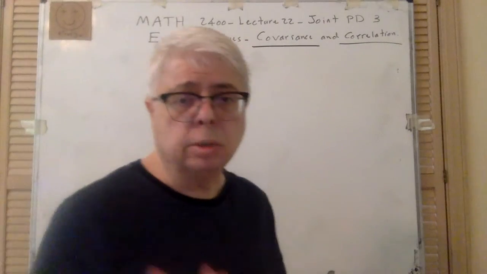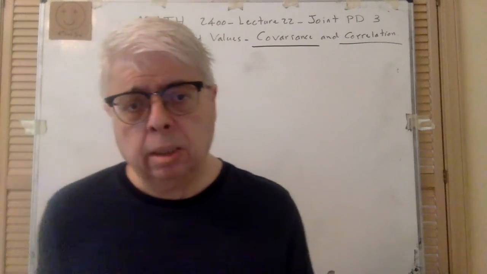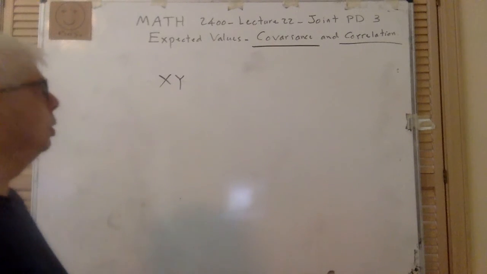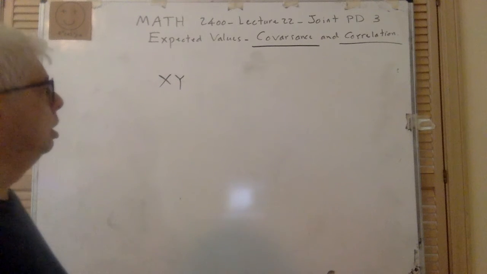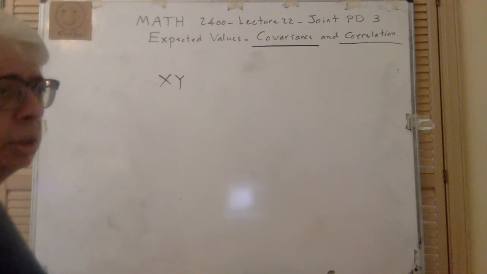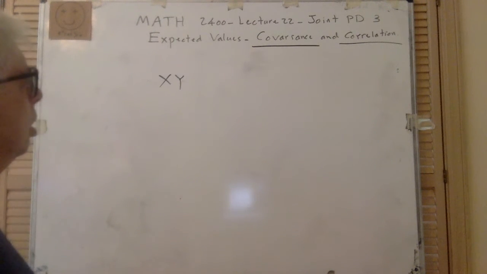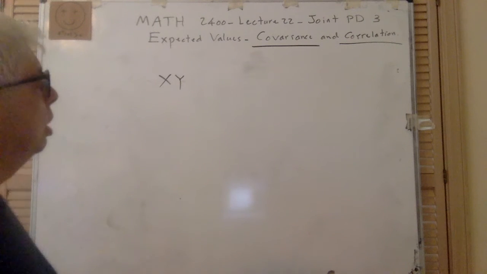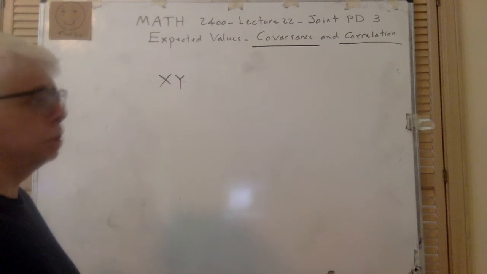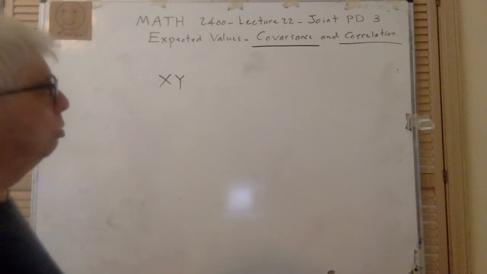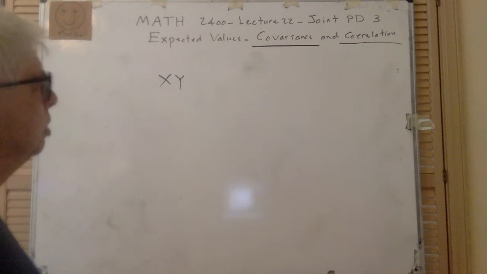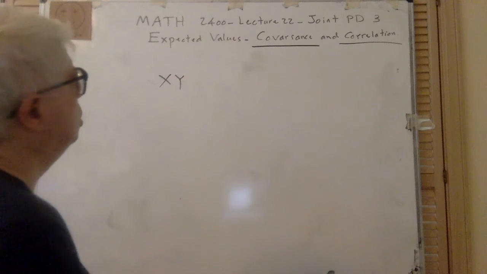Not X plus Y, X times Y. So somehow to model the interaction, or to study the interaction, we use this X times Y. Now covariance also uses this paradigm to model the interaction: multiply the two variables. And it's defined this way.